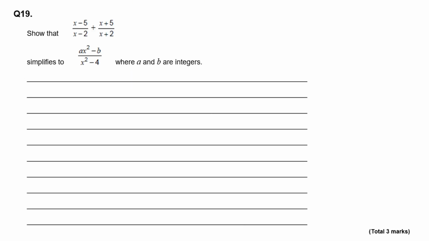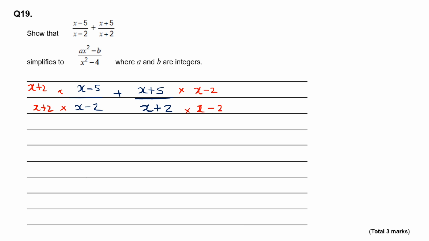Question 19 is algebraic fractions. So it's asking us to show that (x minus 5) out of (x minus 2) plus (x plus 5) out of (x plus 2) can be written down in this form. So what we do with fractions, we're adding, so we need to have the same denominator. So I'm going to write them down first of all. Divided by (x minus 2) plus (x plus 5) out of (x plus 2). I will times this side with (x plus 2). And this side will be multiplied with (x minus 2).